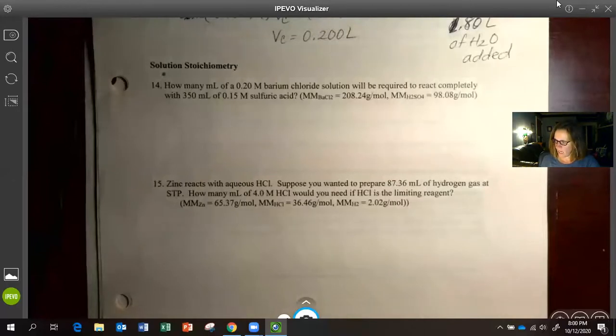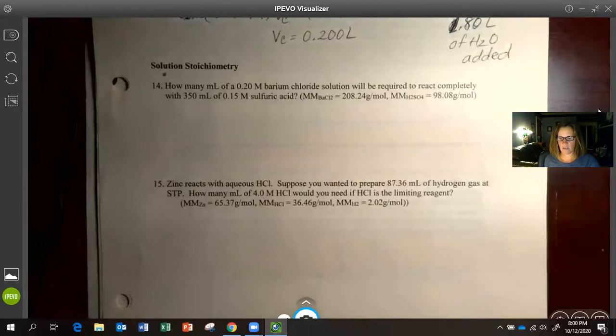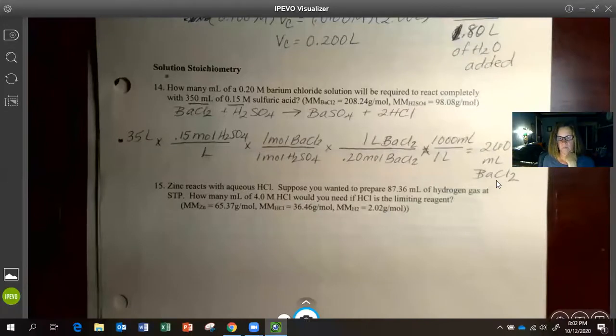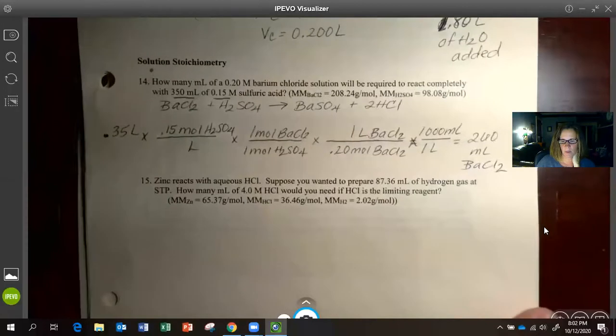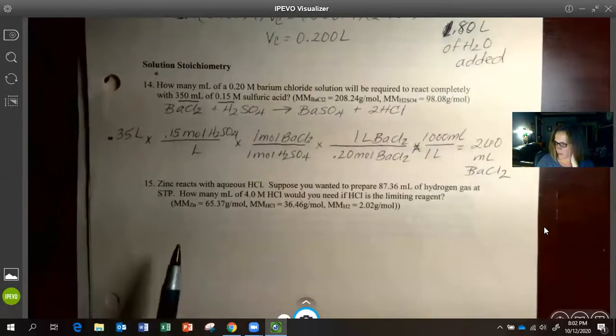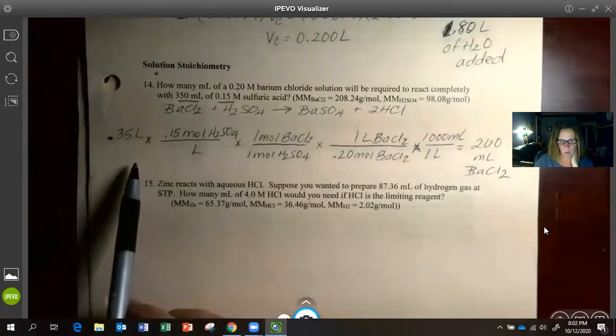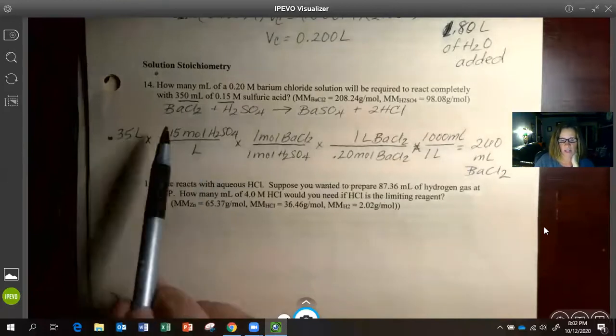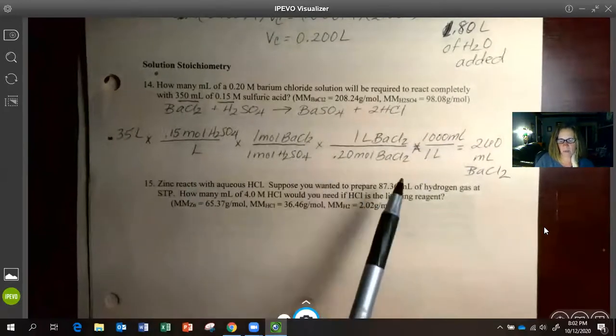So in 14, how many milliliters of a 0.2 molar barium chloride solution will be required to react completely with 350 milliliters of 0.15 molar sulfuric acid? So go ahead and write a balanced chemical equation. So once you have your balanced chemical equation, you go ahead and set up your stoichiometry problem. And you'll see in number 14 that we're using molarity both as a conversion factor at the top and at the bottom of this problem.